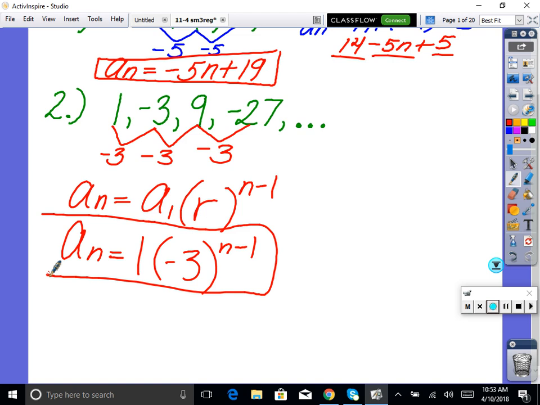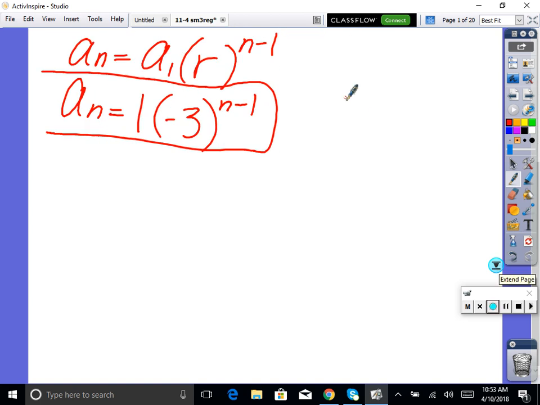Okay, here's one thing to note. They're not going to write a 1 in there. It's all okay. They're going to go like this: a sub n is equal to negative 3 raised to the n minus 1. Now, don't be mistaken. That's not a sub 1. Even though there's not a 1 written there, because they won't write it, it's secretly there. Okay, everybody? Okay, sweet. Now, that's geometric.